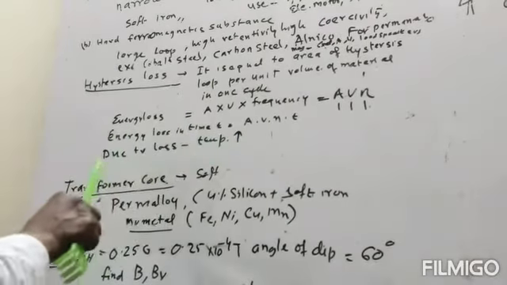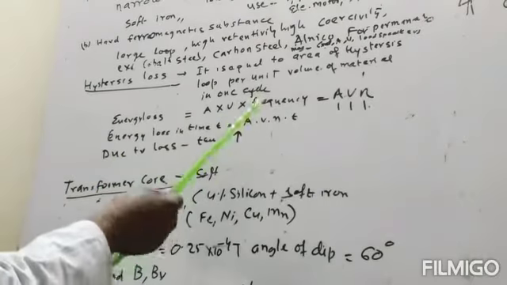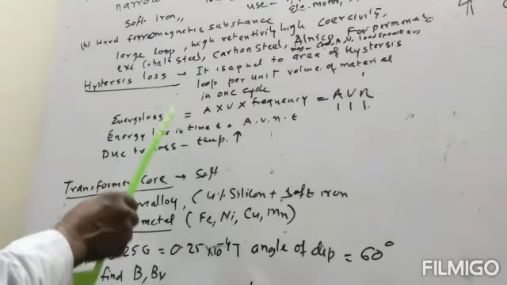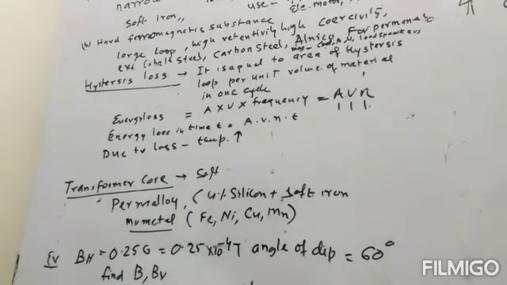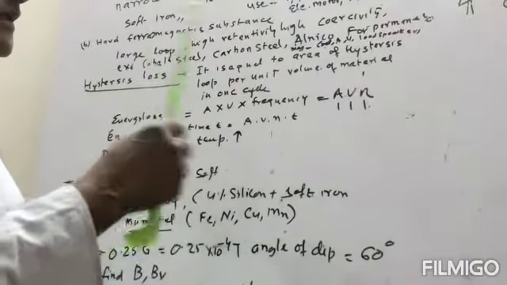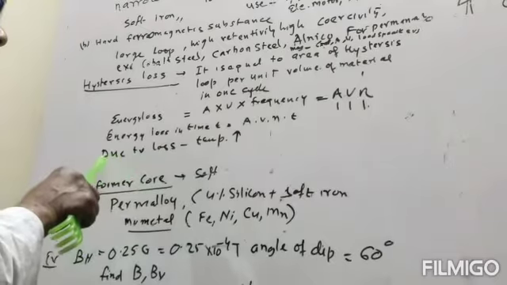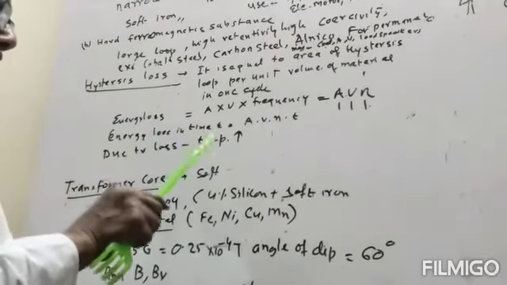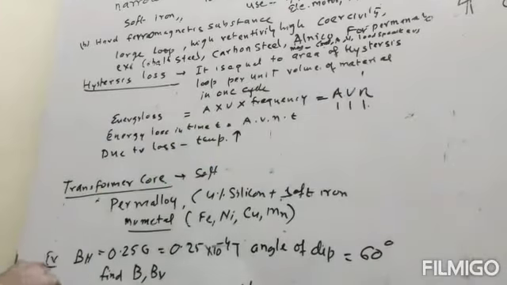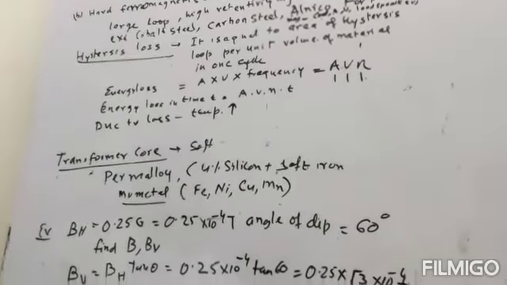So due to the loss of energy, heat appears, and the temperature will increase. We know that in the case of a transformer, we circulate oil so that the temperature decreases and the temperature of the transformer does not increase very much. Now we will take some numerical questions.